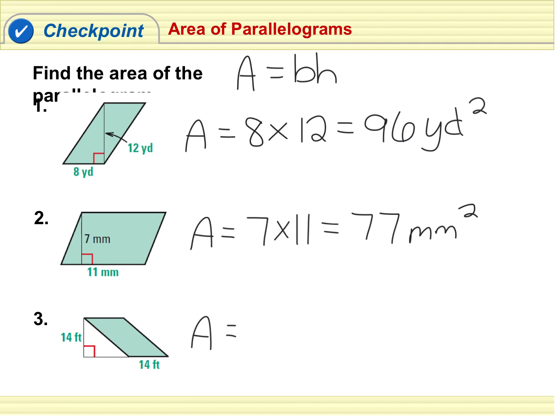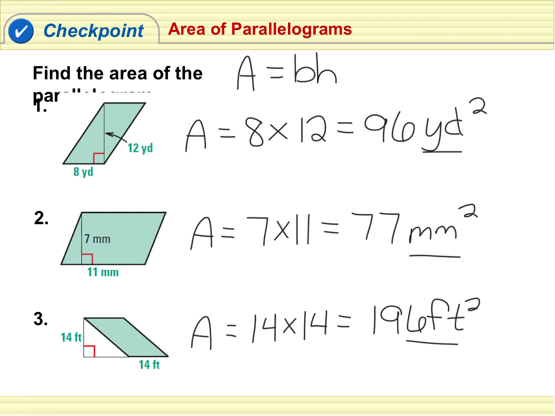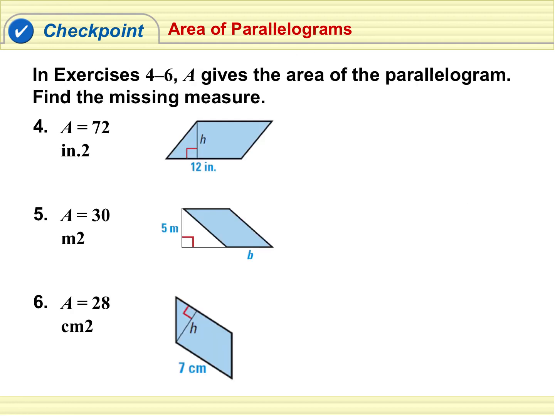Last one, number 3. How do I find the area? 14 times 14, which is? 196 feet squared. Good. Nice job. Biggest thing, do not forget these labels. Okay? Go ahead and try these ones.